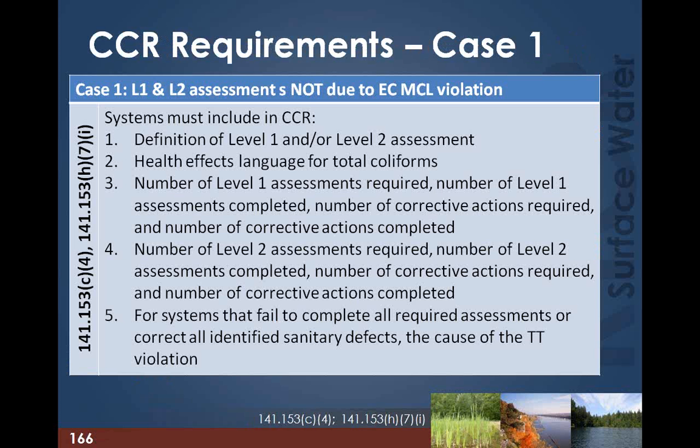Okay, so for case 1, this is where there was a Level 1 or a Level 2 assessment not due to an E. coli MCL violation. The systems must include the following elements in their CCR, and we'll go over this in greater detail in the coming slides. The definition of that assessment, the health effects language for total coliforms, the number of assessments required, the number of assessments completed, the number of corrective actions required, and the number of corrective actions completed. The number of Level 2 assessments required, Level 2 assessments completed, corrective actions required, and corrective actions completed associated with those Level 2 assessments. And then any failures to complete any of those required steps.